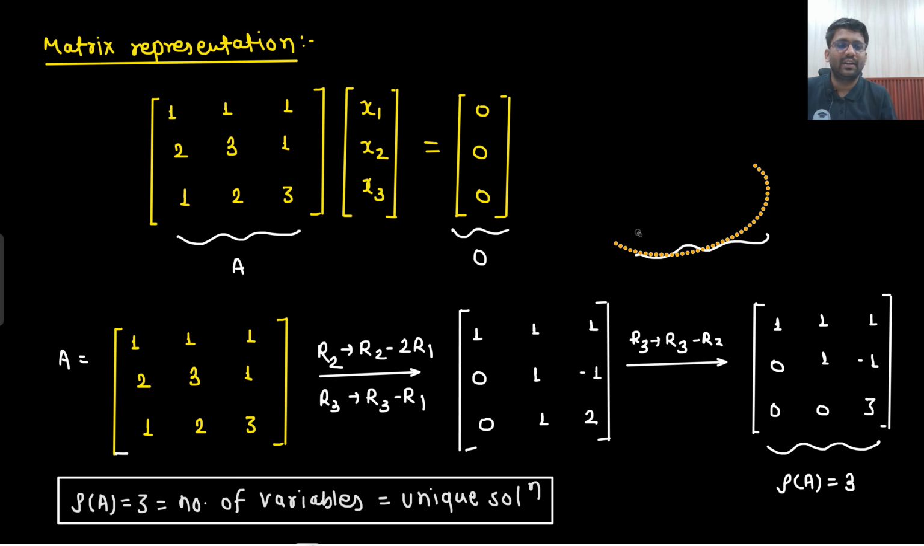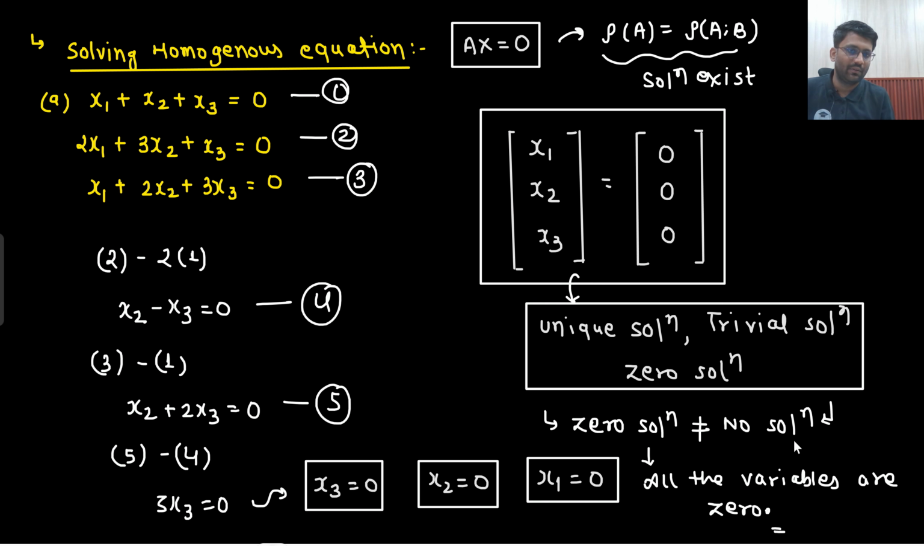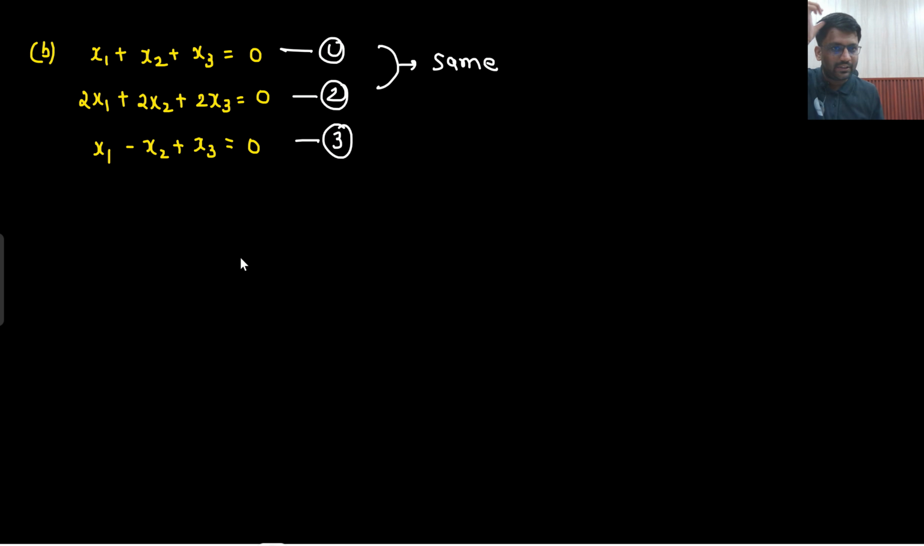As of now, we have seen the condition where only one solution is there, which is this one. Let's see the other example. What we can see here is that equations 1 and 2 are the same. Why? Take 2 common, so it becomes x1 plus x2 plus x3, and 0 divided by 2 is 0 only, so they are the same. So effectively you are given only two equations: x1 plus x2 plus x3 equals 0, and x1 minus x2 plus x3 equals 0.